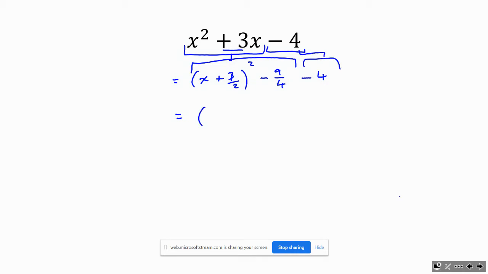Alright, so this means that we get x plus 3 over 2 squared, and as a side note, 4 is equal to 16 over 4, to get common denominators here. Then we can do negative 9 over 4, take away 16 over 4, to get us take away 25 over 4 as our final answer. We don't need to put that as a decimal, that's absolutely fine.